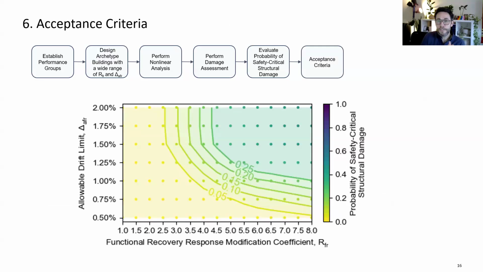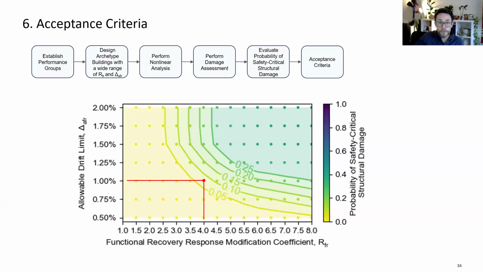When selecting values of RFR and allowable drift limits for a given system so that the functional recovery time targets are met, or equivalently that the probability of safety critical structural damage remains below the specified limits, we can use contour plots like the one that you see here. This is for a sample archetype building, and as you can see, it helps us identify combinations of RFR and drift limit that satisfy the criteria. You see the drift limits that we're exploring in our design space on the y-axis, the RFR values on the x-axis, and then contours that describe the probability of safety critical structural damage.